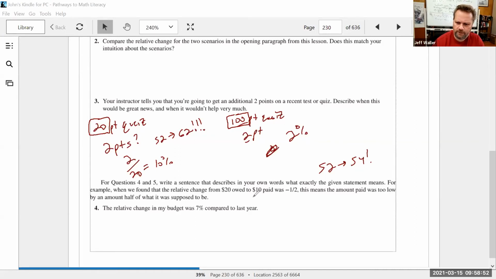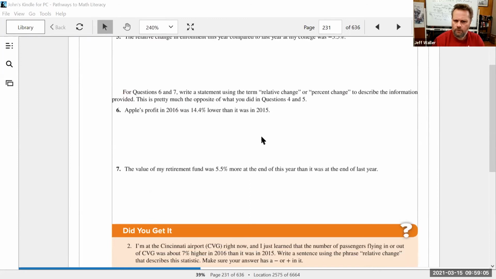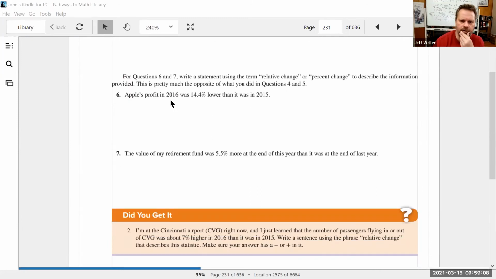Actually, let me see if I can do this problem down here. Let's do this next page. Apple's profit in 2016 was 14.4% lower than it was in 2015. So can you describe that happening using this terminology?